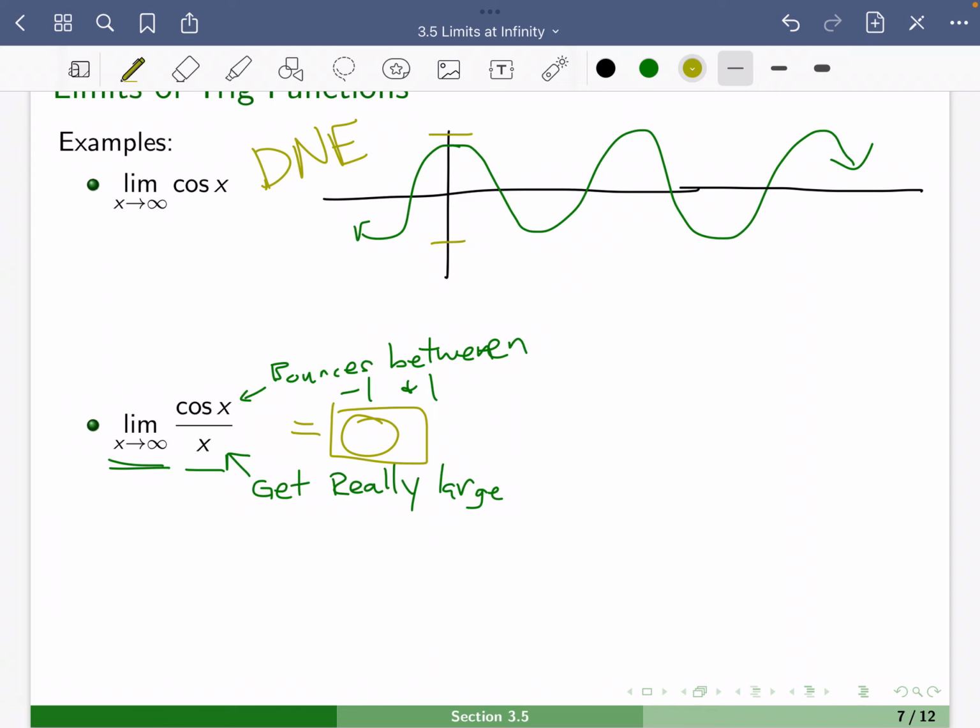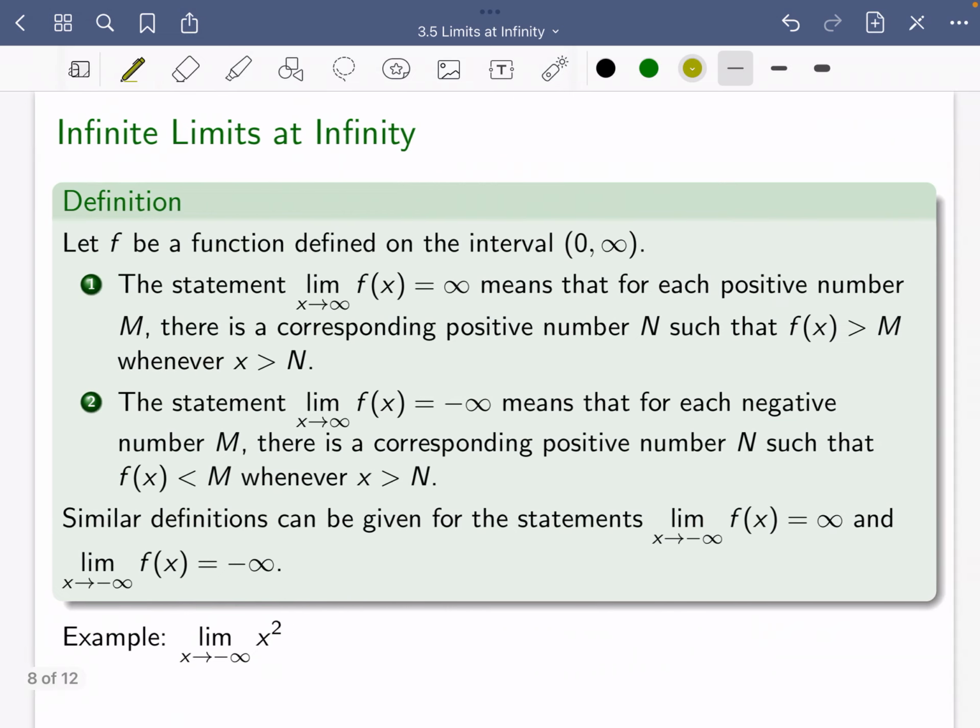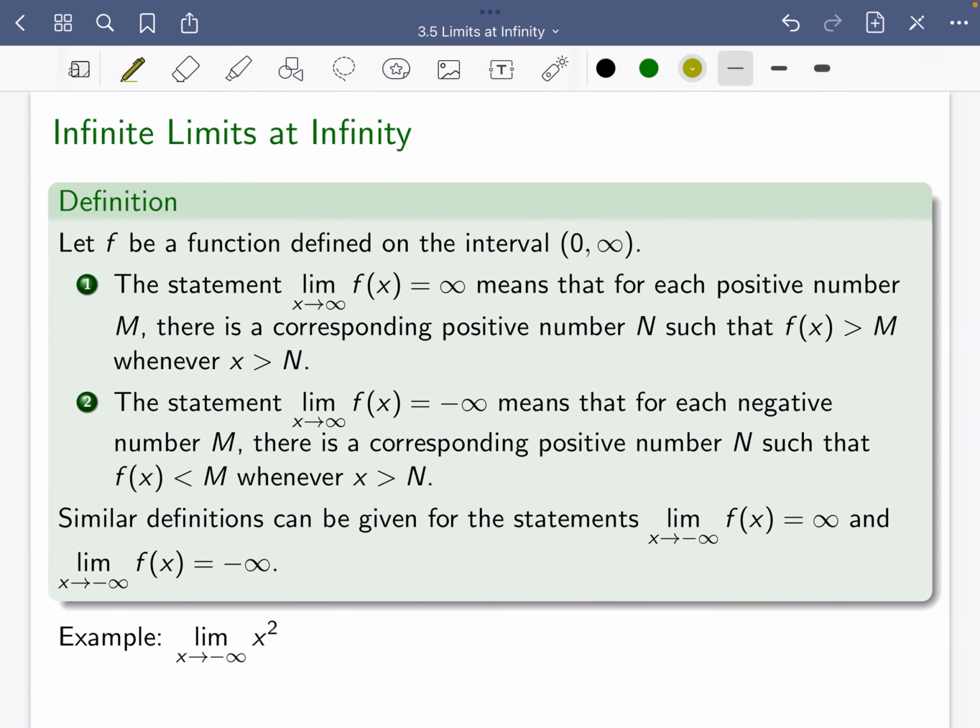Now we can also have infinite limits at infinity. And so here, let f be a function defined on an interval from 0 to infinity. The statement, the limit as x goes to infinity of f of x is equal to infinity, means that for every positive number m, there's a corresponding positive number n, such that f of x is greater than m whenever x is larger than n.